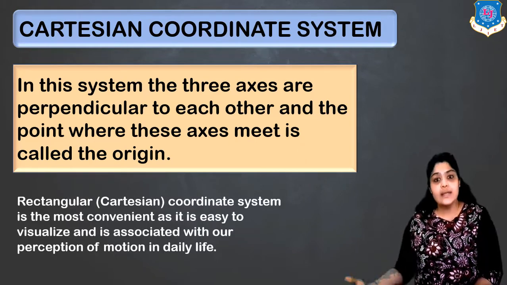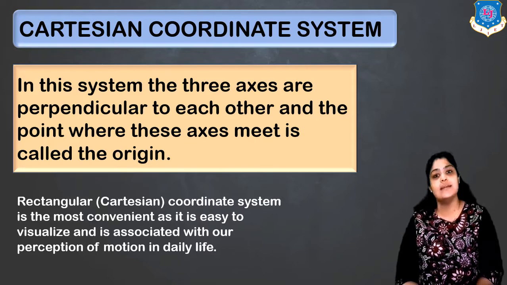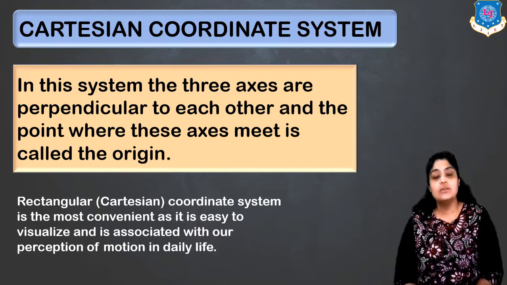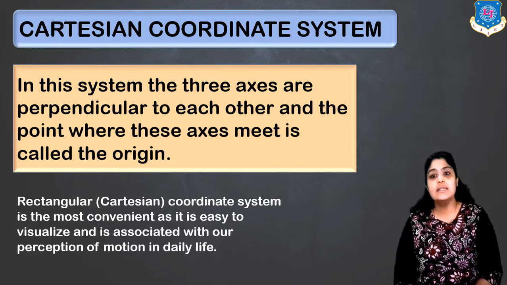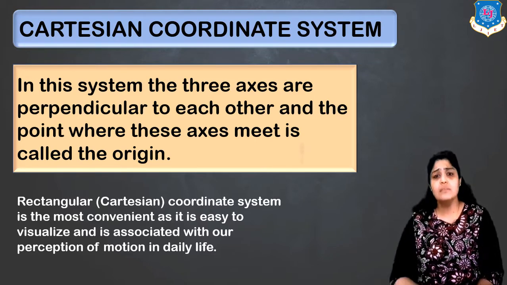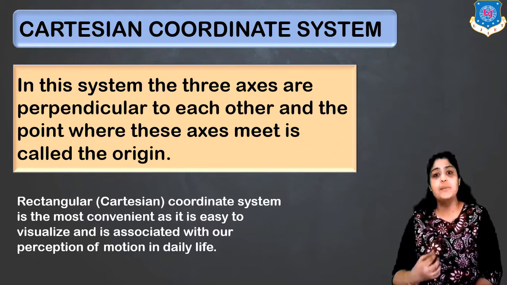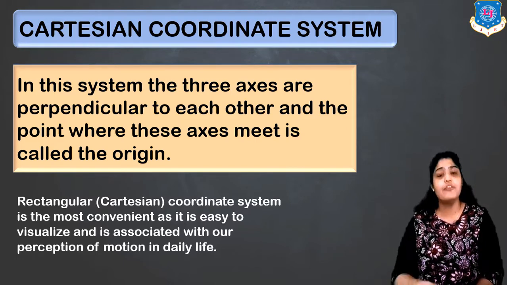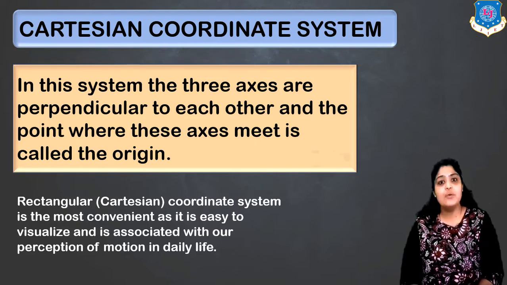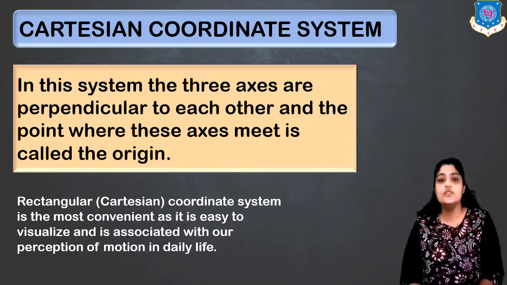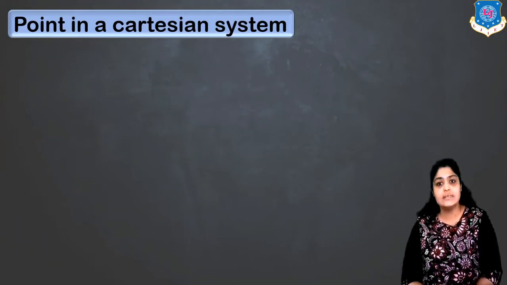Now the Cartesian coordinate system is also known as the rectangular coordinate system. It is the easiest of all. This system is the most convenient, and it is easy to visualize. It is associated with our perception of motion in day-to-day life. Comparing with the other two types of coordinate system, this is a system which we can imagine or visualize very easily.